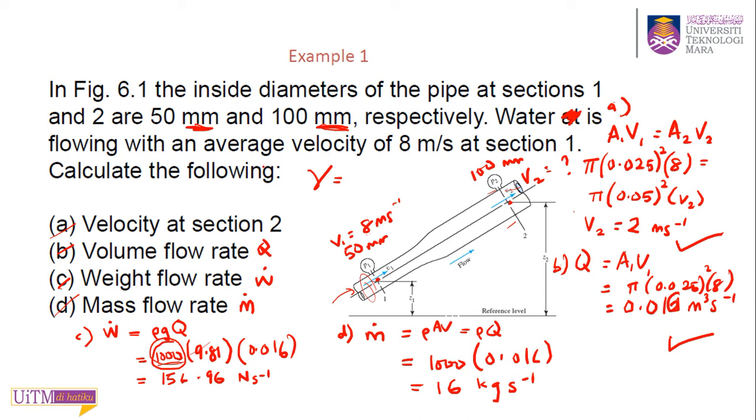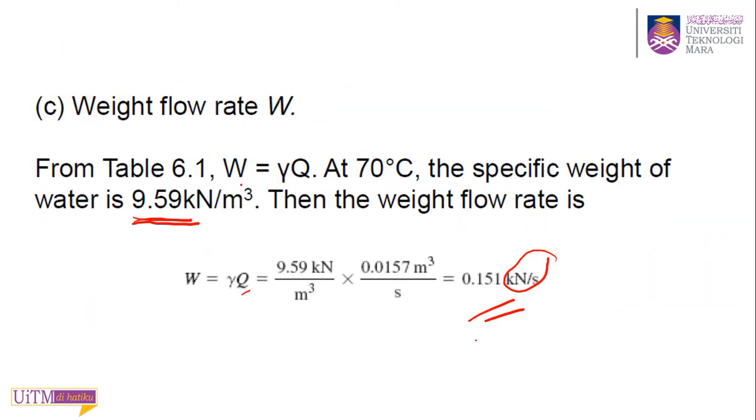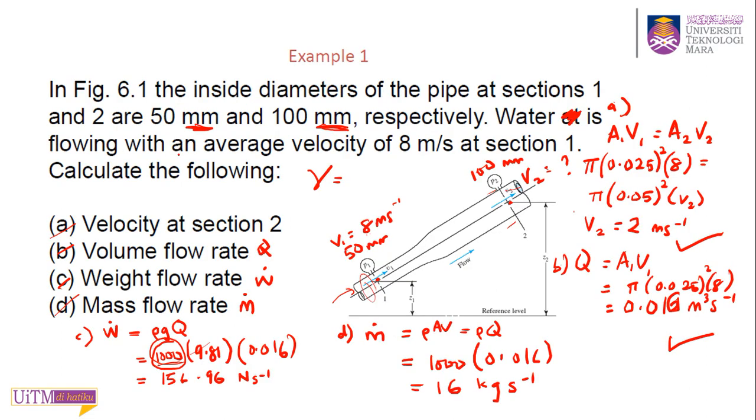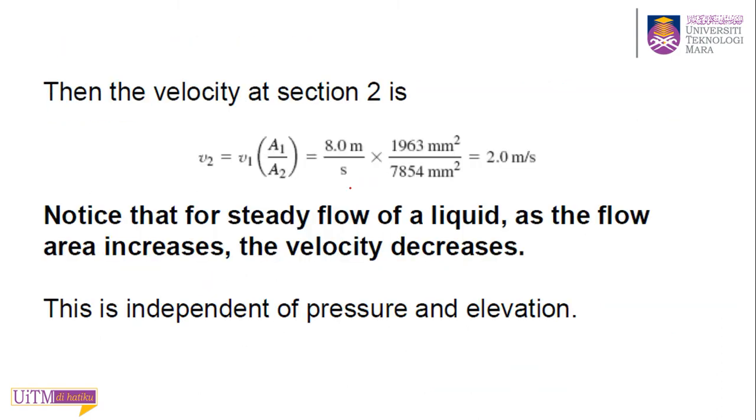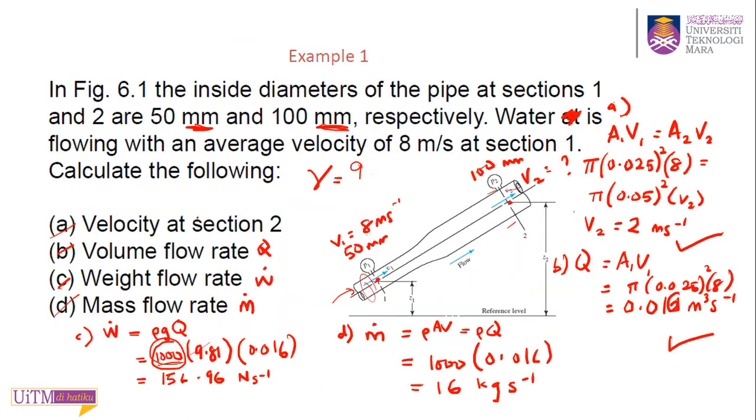Okay, maybe the question is not complete, and the working is quite different. At 70 degrees, the specific weight is 4.95, maybe not complete. So don't worry, you did the right work. Maybe in this one they should give you additional information like the specific weight, 9.59 here. Okay, are you confused about why we get different values?